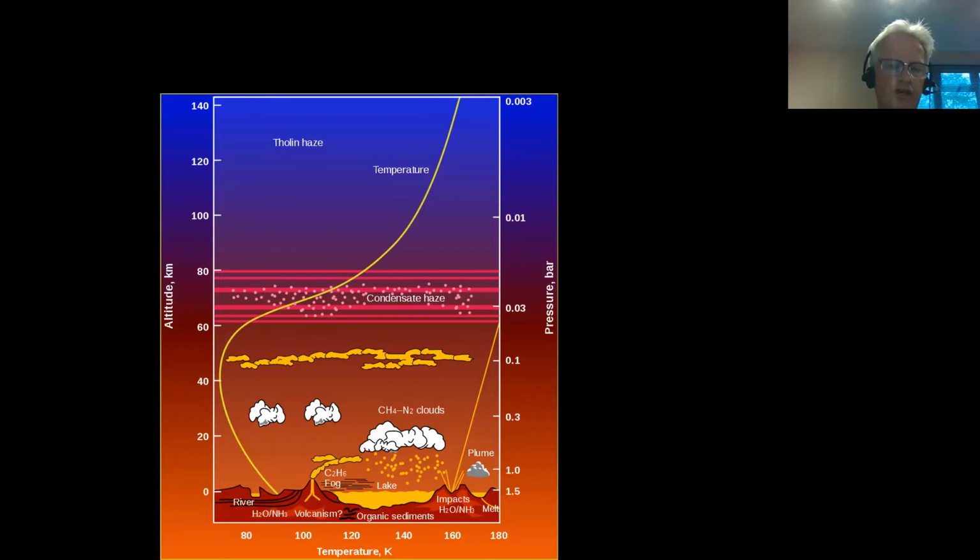This is a more detailed picture of the atmosphere of Titan, a cross section. It's not showing the entire atmosphere. We're only seeing the lower 140 kilometers of the atmosphere. The lower part is the troposphere, up to about 50 kilometers, where the yellow line, which is the temperature profile, decreases from the surface. And it's that region of the atmosphere where all the weather is occurring.